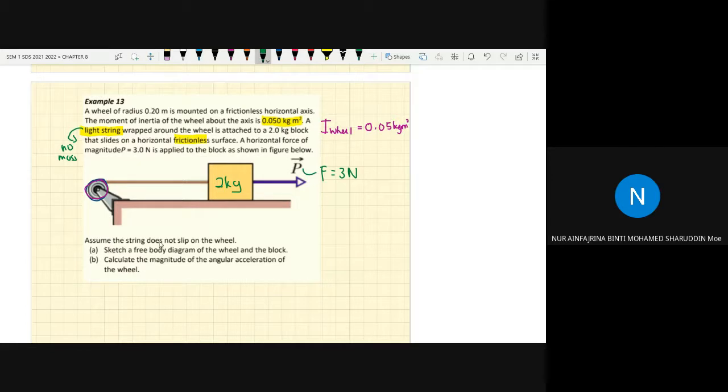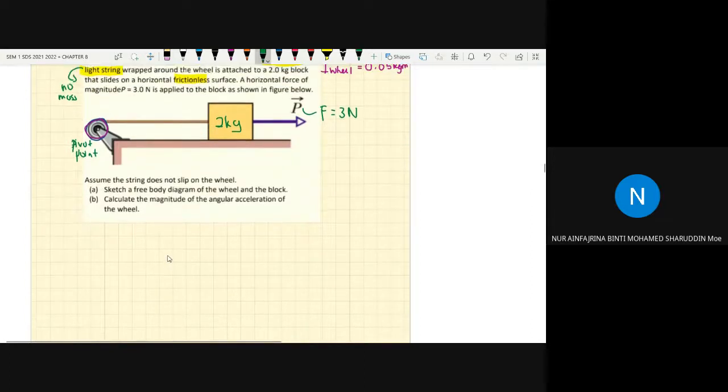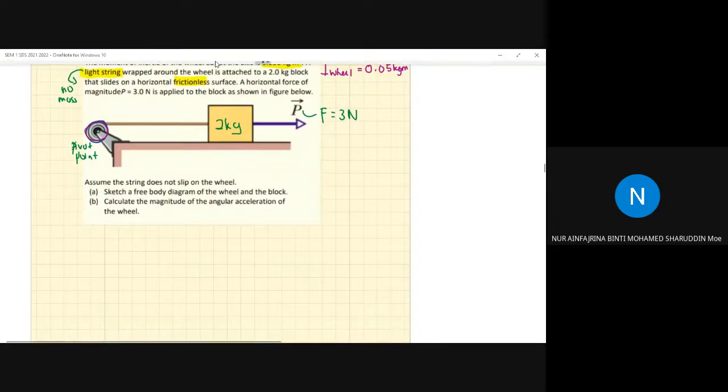Assume the string does not slip on the wheel. Maksudnya dia tak akan terkeluar lah. So, ini adalah rotational motion tau. Kita sekarang nak fokus on the wheel. So, wheel ini adalah pivot point. Okay, boleh? Now let's start. Sketch a free body diagram of the wheel and the block. Kita buat yang block dulu lah.